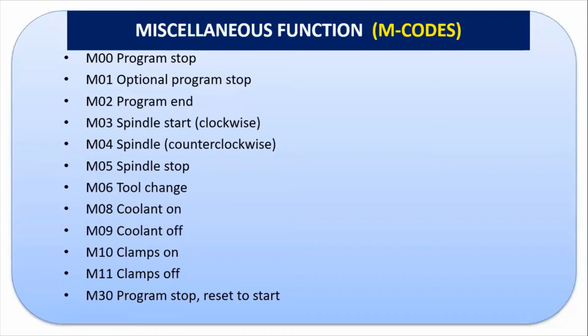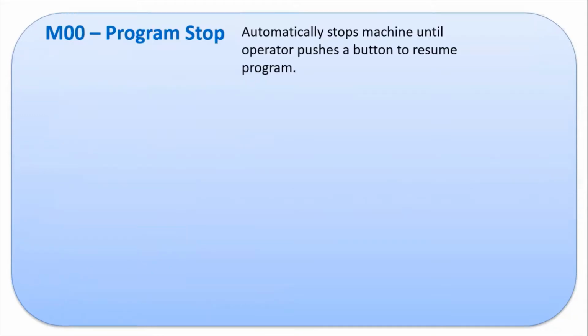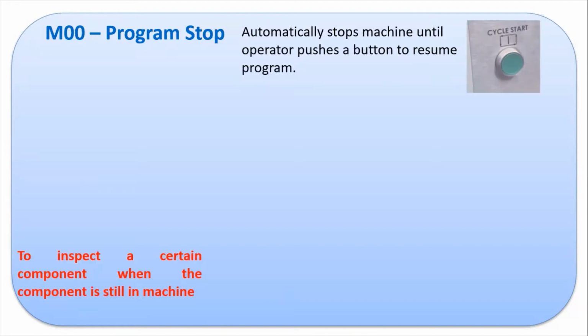These are the miscellaneous codes. So we'll go one by one through all the miscellaneous functions here. Your first miscellaneous function is M00. M00 is referred to as a program stop.